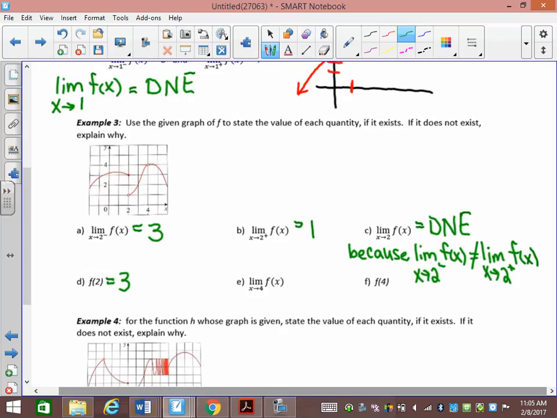Then f of 2 wouldn't exist. If this was an open dot and this was an open dot, would f of 2 exist? No, it wouldn't. It would be open dots, right? There'd be no value for y at 2.